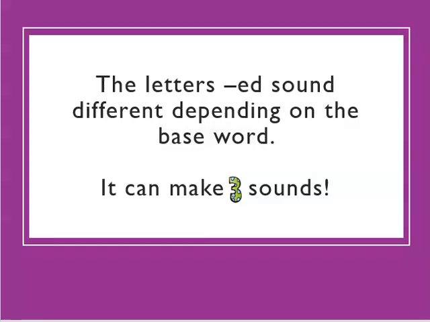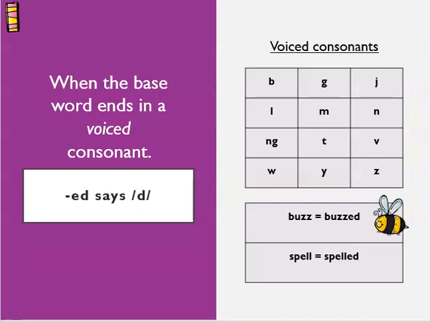So let's get into our lesson today. Ed and his three sounds. So the letters ED sound different depending on the base word. It can make three different sounds. Let's look at the first way. When the base word ends in a voiced consonant, ED says D.